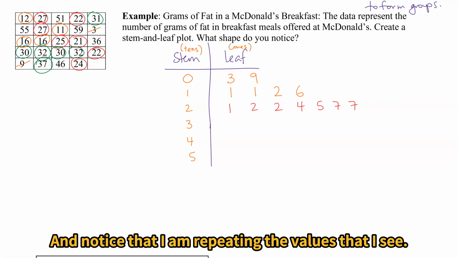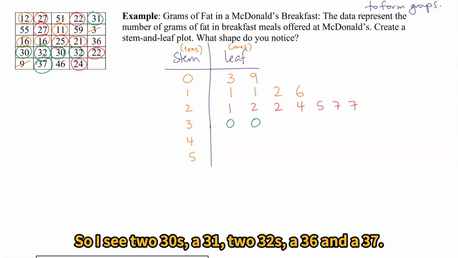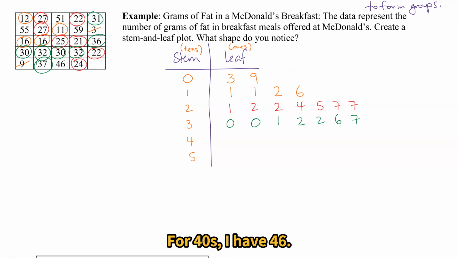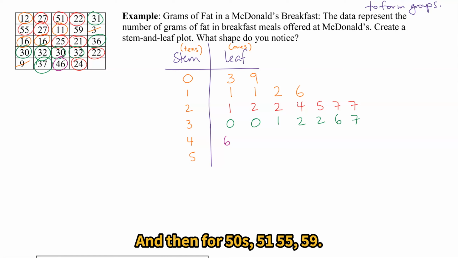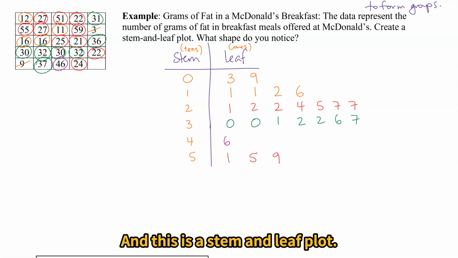And notice that I am repeating the values that I see. So I see 2 30s, a 31, 2 32s, a 36, and a 37. For 40s, I have a 46. And then for 50s, 51, 55, 59. And this is a stem and leaf plot.